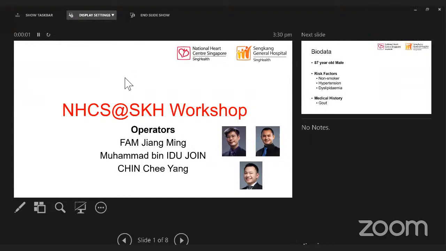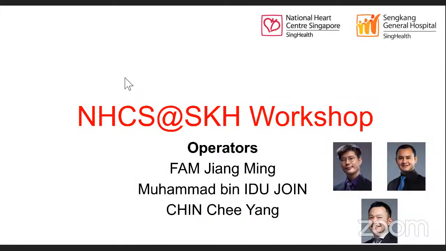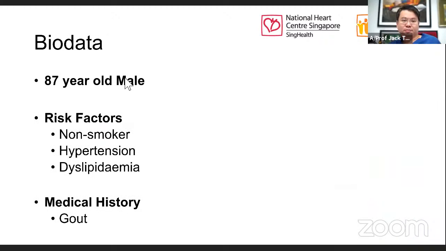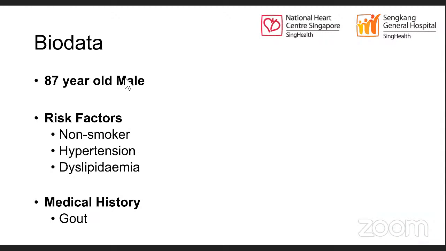Okay, Idu, you can see the case? Yes. Okay, so go ahead. The patient is an 87-year-old male. He has risk factors of hypertension and dyslipidemia. He's a non-smoker. Also has gout. Next slide.